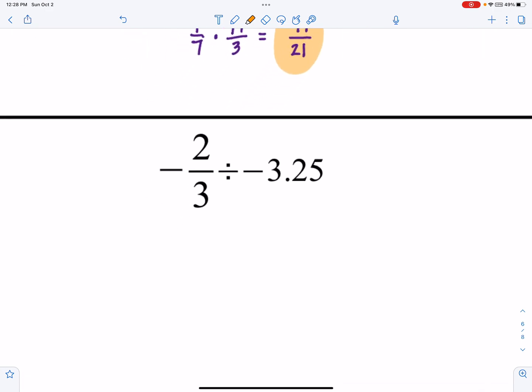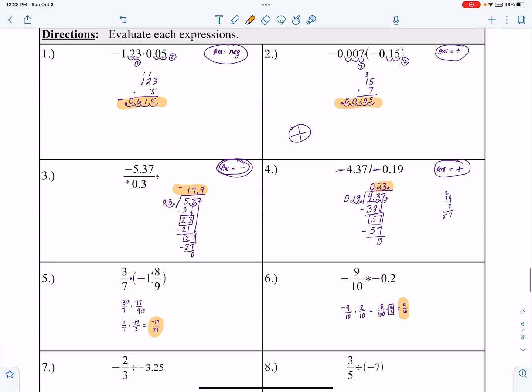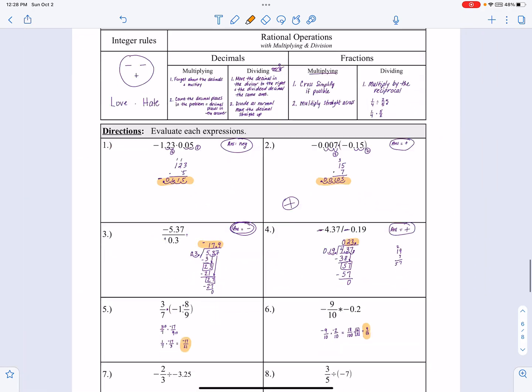Okay. All right, down here, I see that I have division now. And if you remember, we are never going to do division. You're always going to multiply by the reciprocal. Okay.